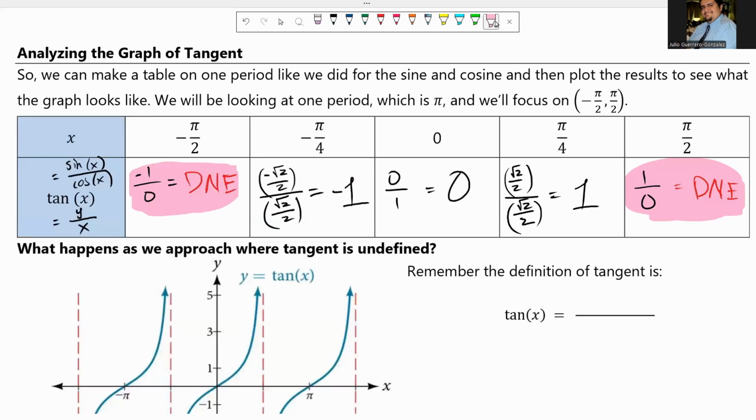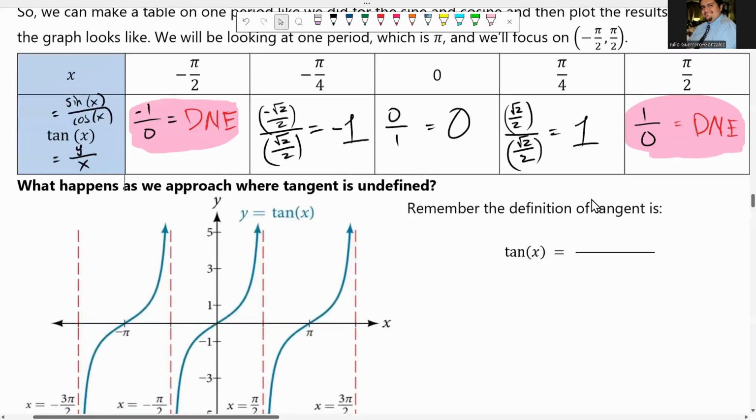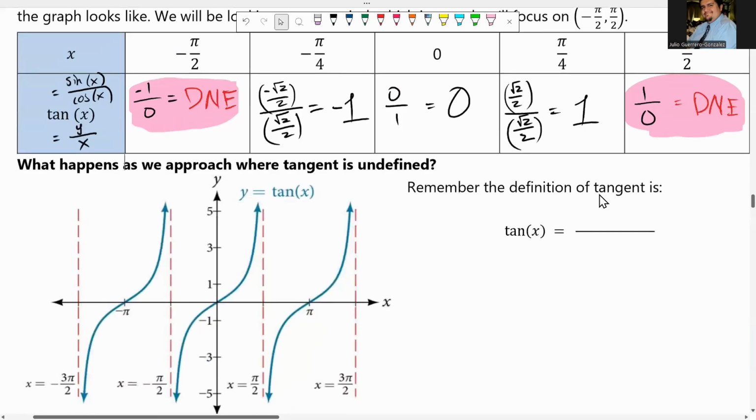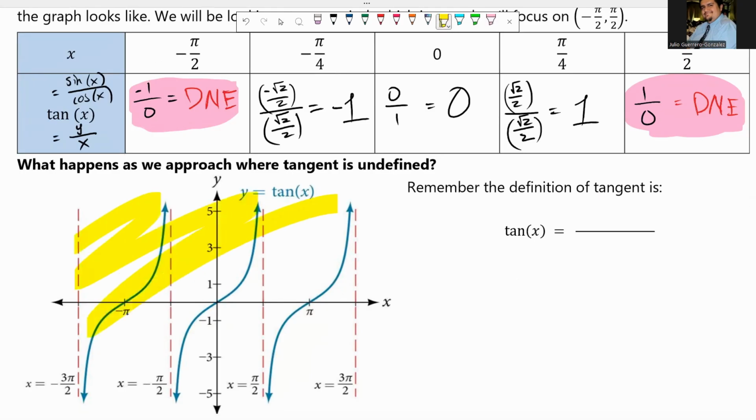Okay? If you take a look at what we have below, here's our picture for tangent. Here it is right here. Okay? I want to really concentrate on these. On this. And this.